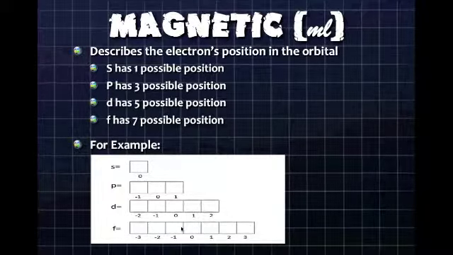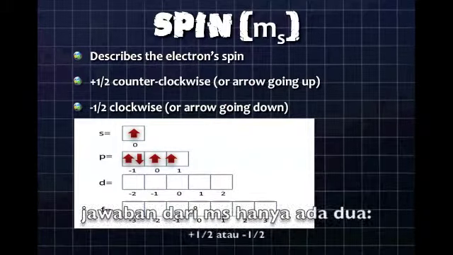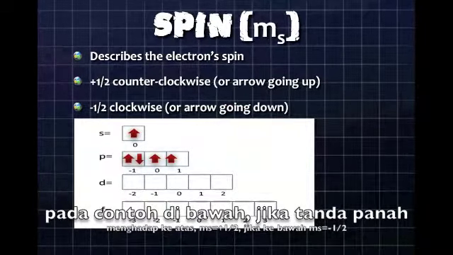The next one is the spin, or ms. It describes the electron spin. There are only 2 possible answers, which are plus 1 over 2, or counterclockwise, or negative 1 over 2, or clockwise. I have this example here. If the arrow is going up, the ms equals positive 1 over 2. But for example, if your arrow faces down, then the ms equals negative 1 over 2.